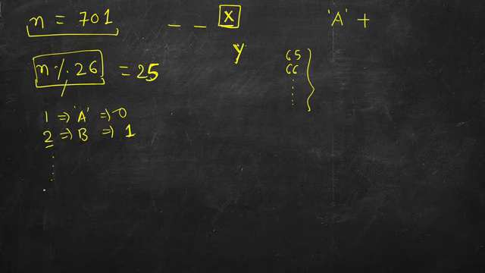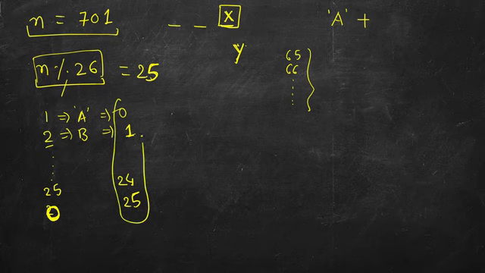When the remainder is 25, it should be A plus 24. So we have to map it to 24. If the remainder is 0, this is interesting, then we have to add 25 to it. So what is the way of doing this? We have to map from 0 to 25. And this 25 corresponds to Z. This 0 corresponds to A.